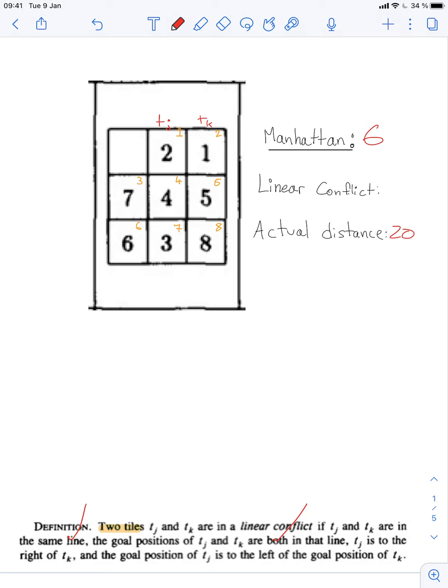Tj is to the right of Tk. Is that true? No, it's to the left. So that's not true. But if we switch Tj and Tk, something interesting happens. If we switch them, it is true. So that's true. And then the goal position of Tj is to the left of the goal position of Tk? Yes, it is. So those two form a linear conflict. In this puzzle, that's the only linear conflict that we can find.